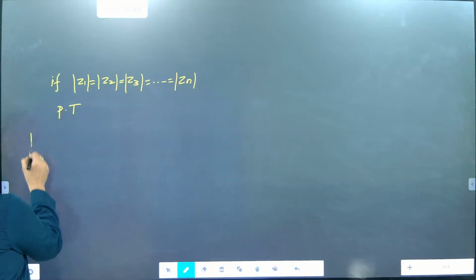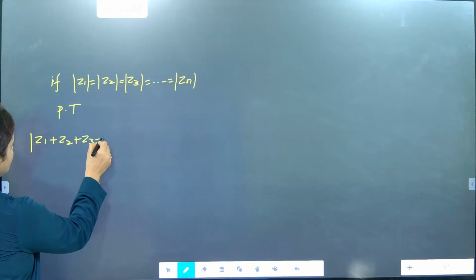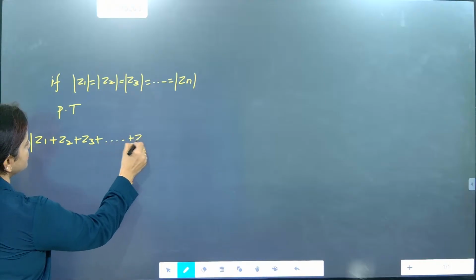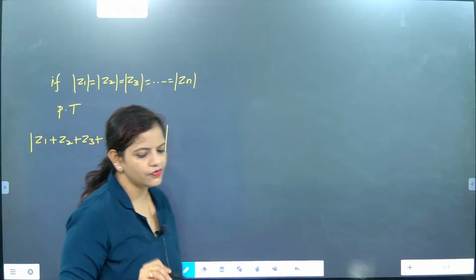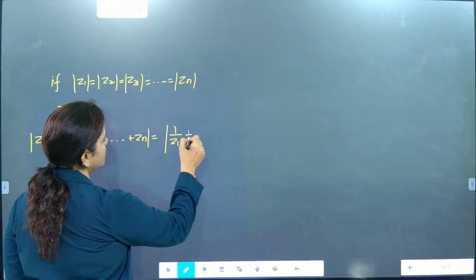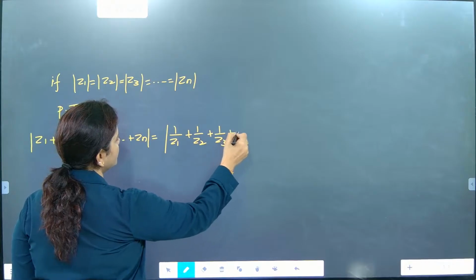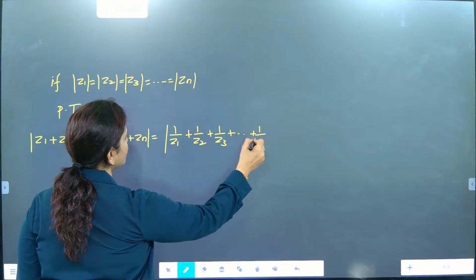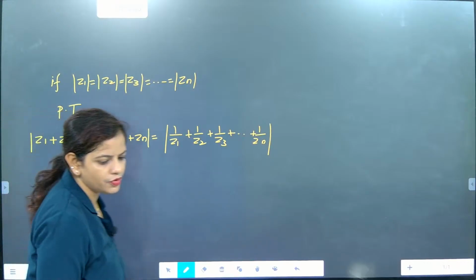So now look here, modulus of z1 plus z2 plus z3 till zn equal to, so now here also it will be in modulus only. Okay, so it will become 1 by z1 plus 1 by z2 plus 1 by z3 till 1 by zn. Rudra, Payoja, did you understand what you have to do here, children?